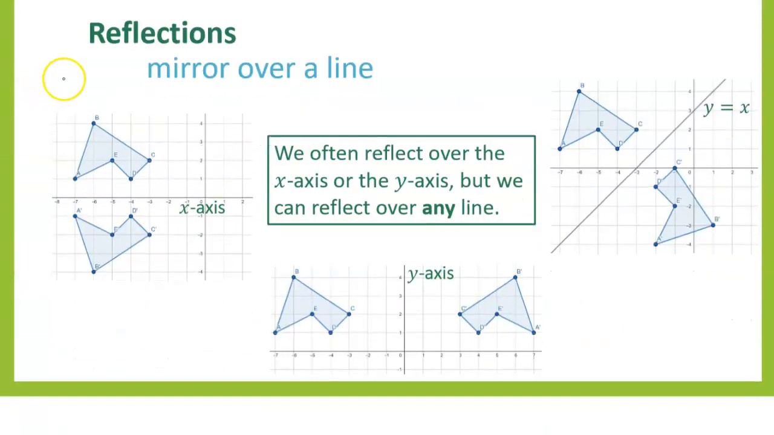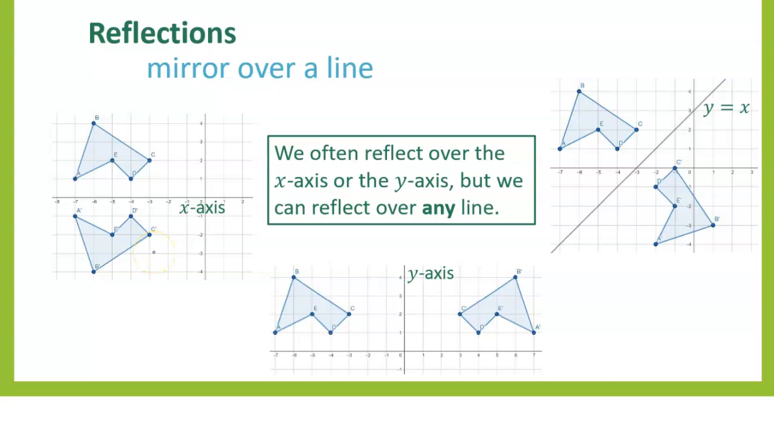Now we usually reflect over axes. That previous slide we looked at a reflection over the y-axis. But we can also reflect over the x-axis. That'll go up and down. You can see here D is 1 unit away, D prime is 1 unit away, or C is 2, and then C prime is 2. So this would be a reflection over the x-axis.